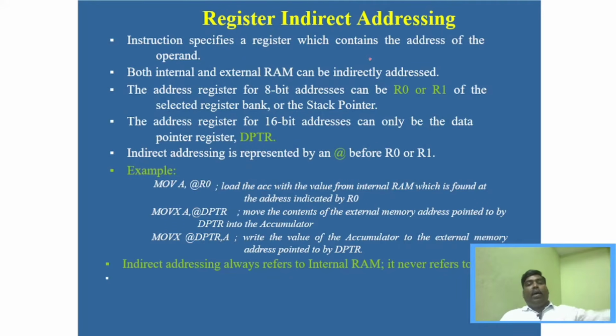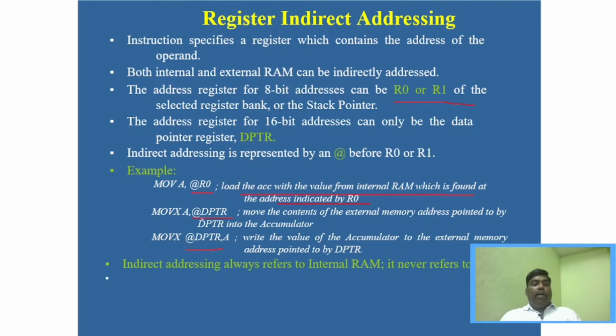So indirect addressing, as I said, you will use registers R0, R1, DPTR, everything, but here the address location will be given indirectly. You can see here @R0, @DPTR. What does it mean? We have to go to this R0 to know the address location. So it will be MOV A, @R0. Now what it will do, first we have to go to R0 to find out the address location. The content in that particular address location indicated by R0 will be moved to the accumulator. You can see here, load the accumulator with the value from the internal RAM found at the address indicated by R0. So if you go to R0, it will have an address, and whatever value is present at that address location has to be moved to the accumulator.